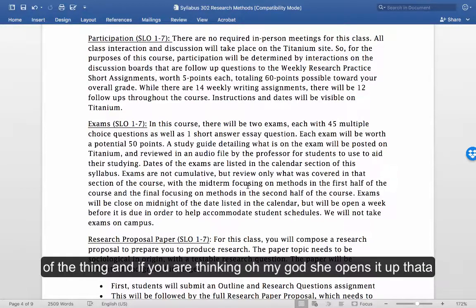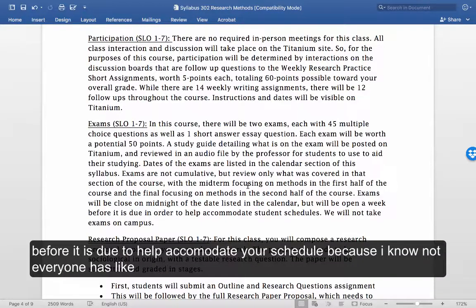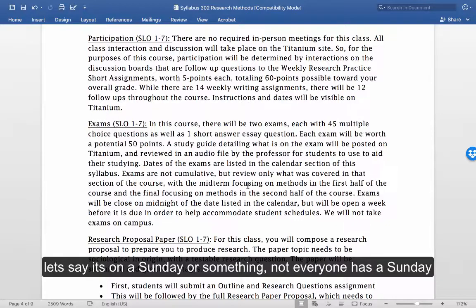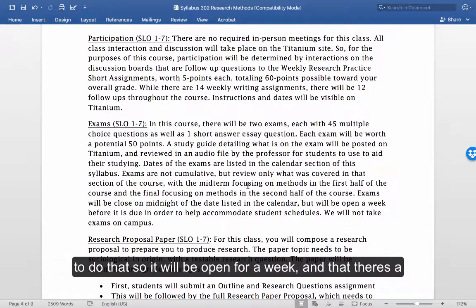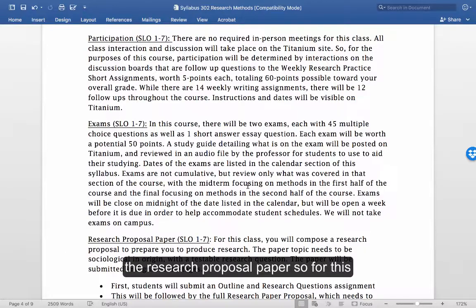And if you're thinking, oh my God, she opens it up that morning and I have to have it done by midnight, no, I will open it up about a week early before it's due, to help accommodate your schedule. Because I know not everyone has, let's say it's on a Sunday or something, not everyone has a Sunday to do that. So it'll just be open for a week, and there's a time limit, but you'll be able to take it whenever works for you.